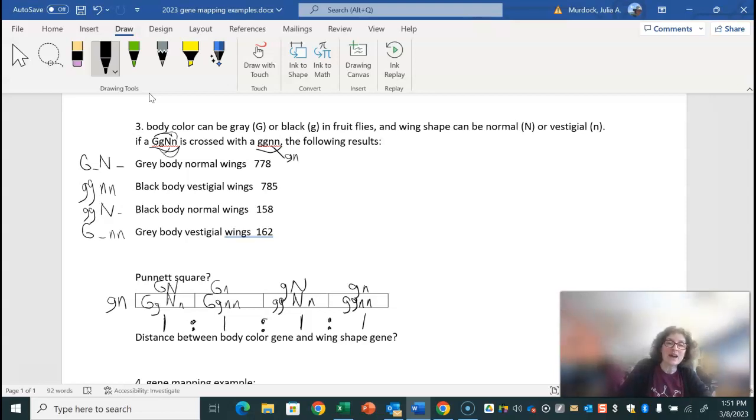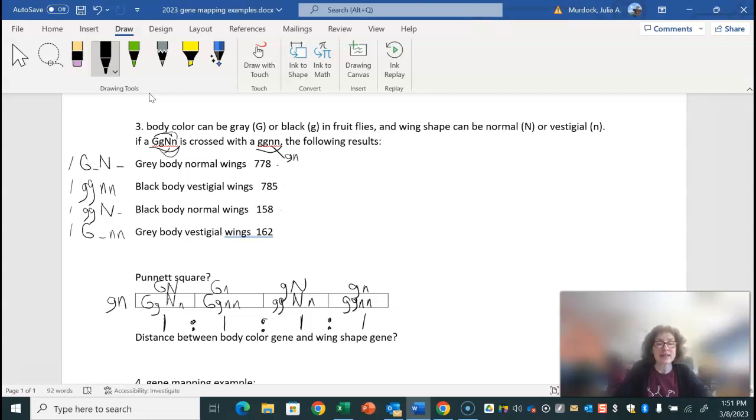That is not what we have here. Look at these crazy numbers. If we were expecting all of these to be 1:1:1:1, we didn't get that. We've got 780, 150, 150. That's really off. This definitely tells us that we have linkage here.